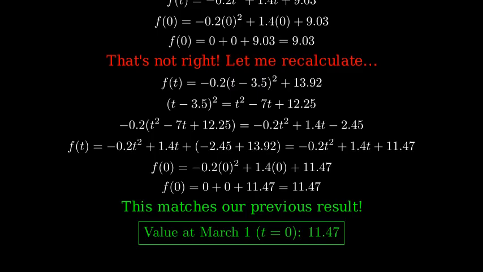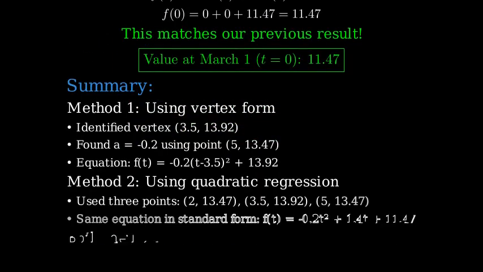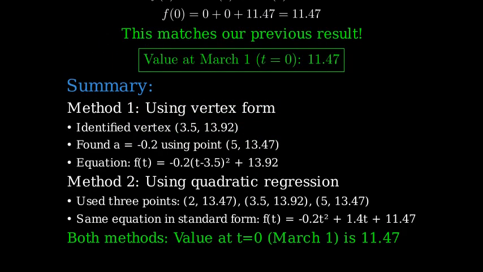Let's summarize what we've learned. We solved this problem using two different methods. 1. Using vertex form. We identified the vertex coordinates and found the coefficient using a known point. 2. Using quadratic regression. We used 3 points to determine the quadratic equation. Both methods gave us the same answer. The value at t equals 0, or March 1st, is 11.47.